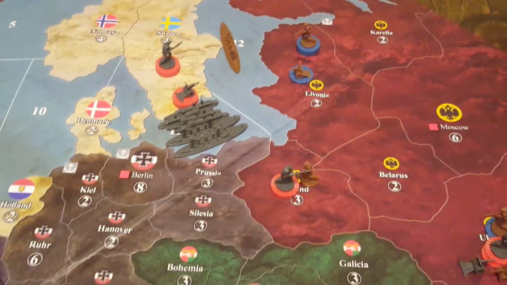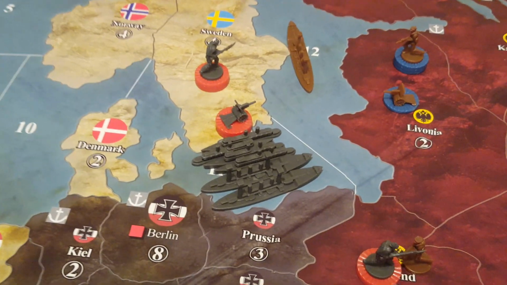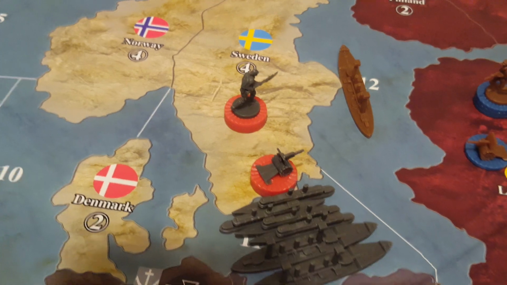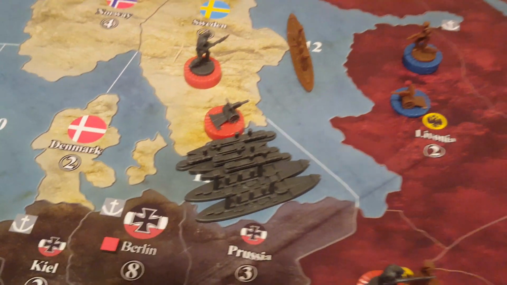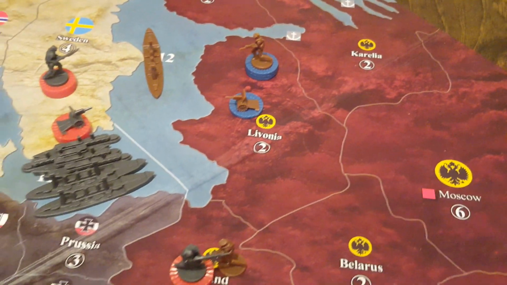Now the last thing that I want to look at is all the way up here, and this is amphibious assaults. So we're going to need some transports. It's kind of hard to tell. I've got 4 transports there. These guys up here are loaded in those transports. I've got 4 infantry and 4 artillery. And I'm going to attack Livonia over here, and Russia has some units over there.